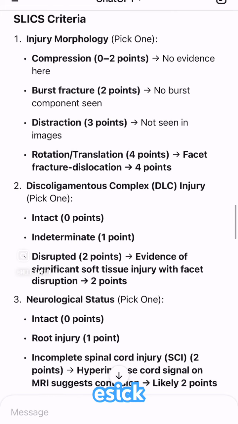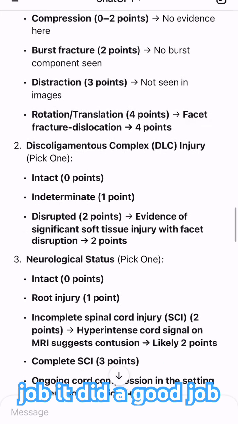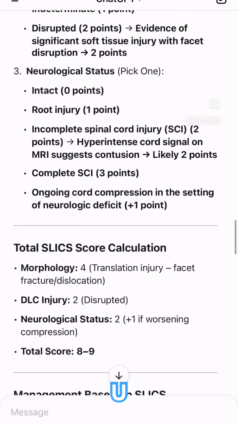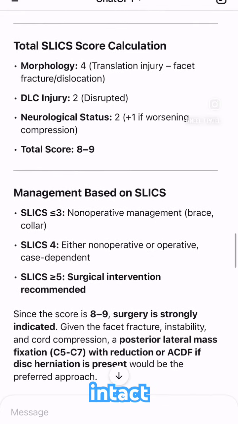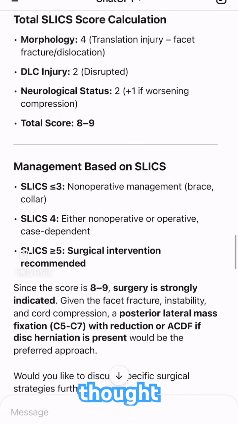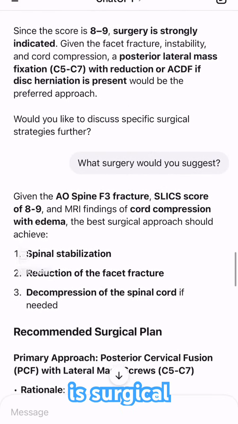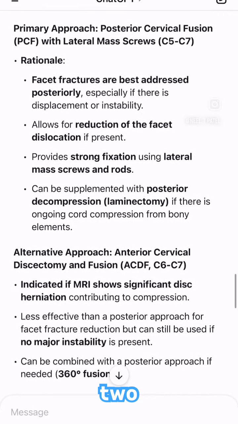I asked for SLIC score, and it did a good job. It said rotation or facet fracture, which is 4 points, disrupted facets, 2 points. And this patient was neurologically intact. It's supposed to be 0, but ChatGPT thought there was some neurologic issue, so it gave it 2 points. Greater than 5 is surgical intervention, which is true because this patient had a score of 6, 4 plus 2.